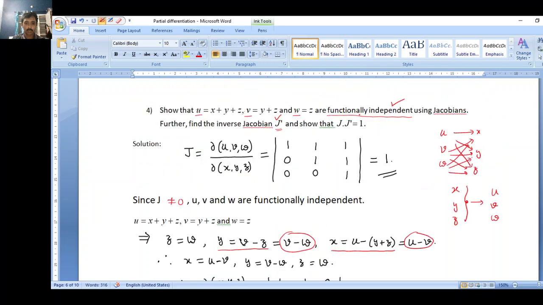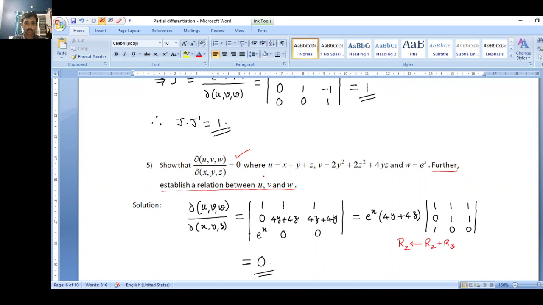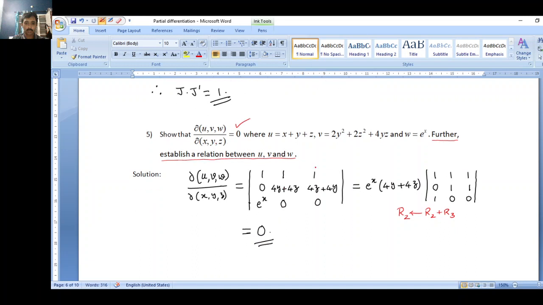I've told you as to what we mean by functional independence. What do you mean by functional independence? You say that two or three functions are functionally independent if the value of J is not equal to 0. Accordingly, if the value of the Jacobian is 0, then we see that the variables are functionally dependent. Okay? So now, because we have got the value of the Jacobian as 0, we now see that u, v and w are going to be functionally dependent.